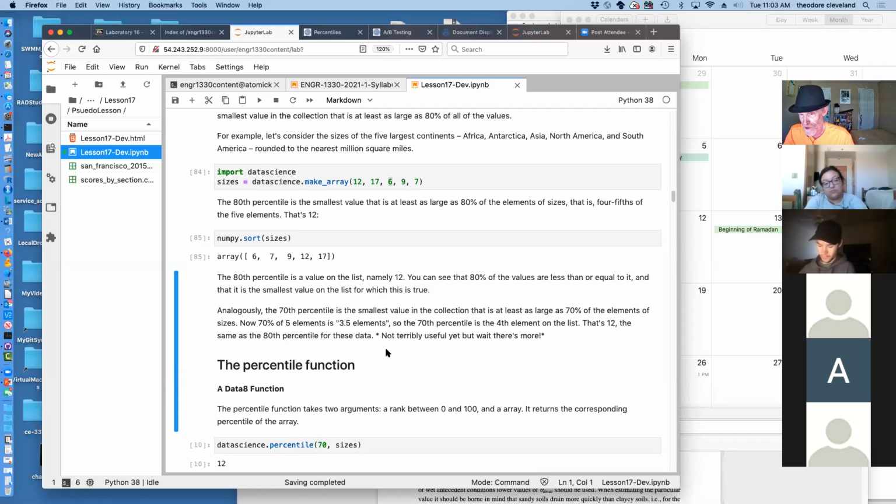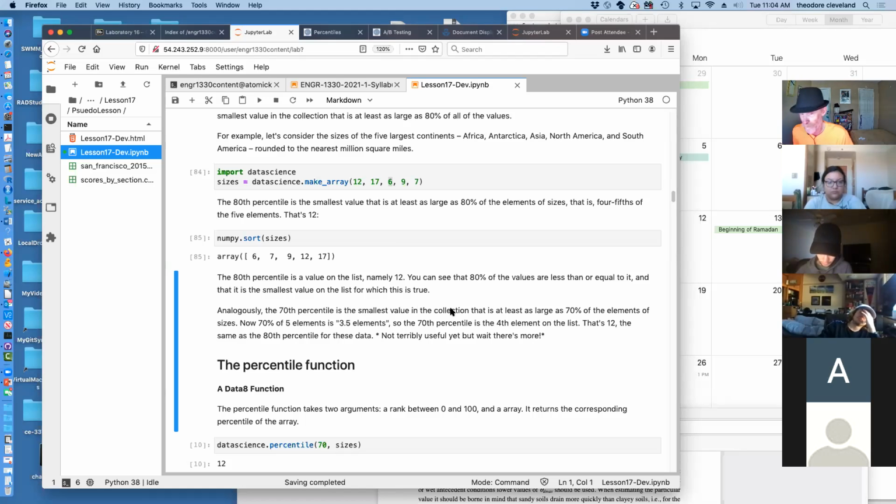Now the 70th percentile is the smallest value in the collection that is at least as large as 70% of the elements of the sizes. Now 70% of 5 elements would be 3.5 elements. So the 70th percentile is the 4th element on the list. That is also 12, but we already know that that's the 80th percentile. So using just that definition for percentiles is not terribly useful.